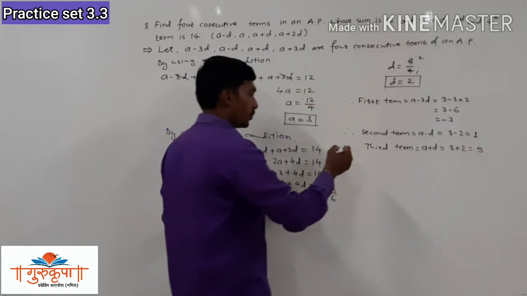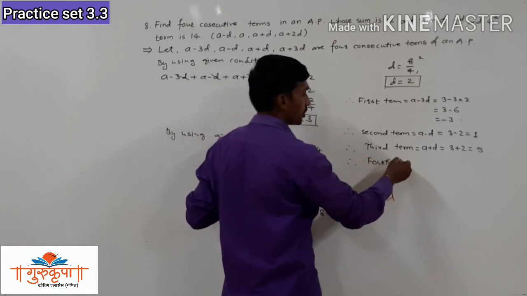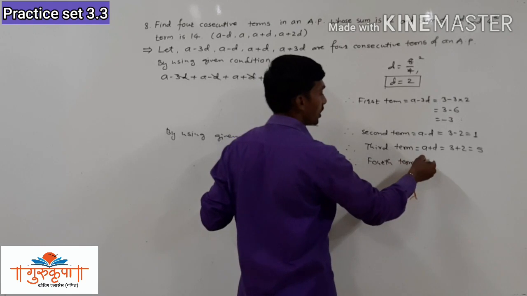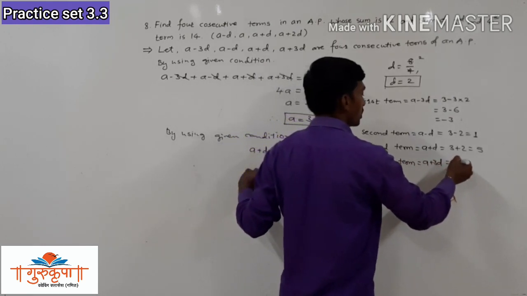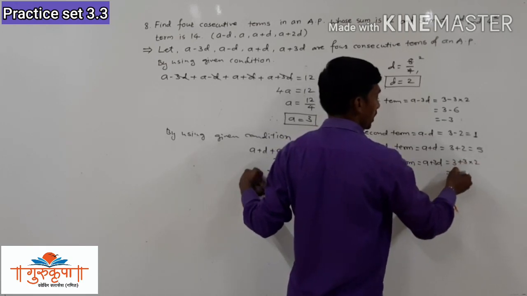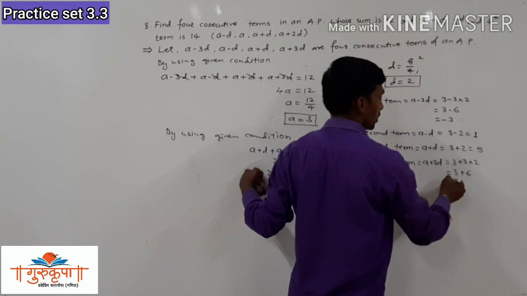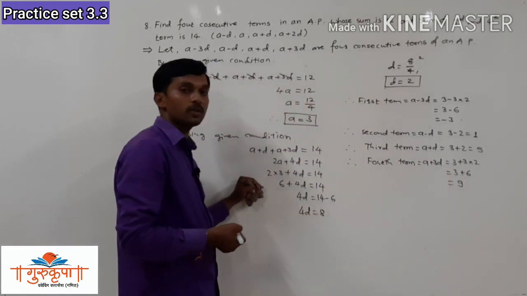Now we have to get the fourth term. Here the fourth term we consider, that is a plus 3d. Put the values there. a is 3 plus 3 multiplied by d is 2. Now this 3 as it is, 3 into 2 is 6 and 3 plus 6 is 9. So that is the fourth term of that AP.